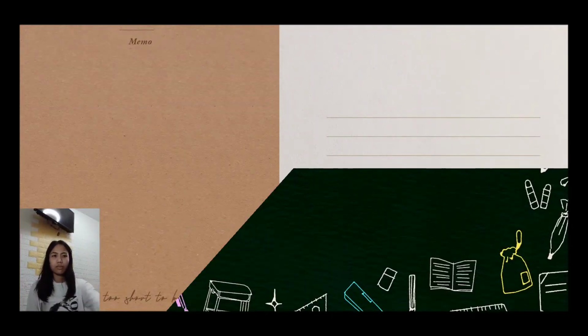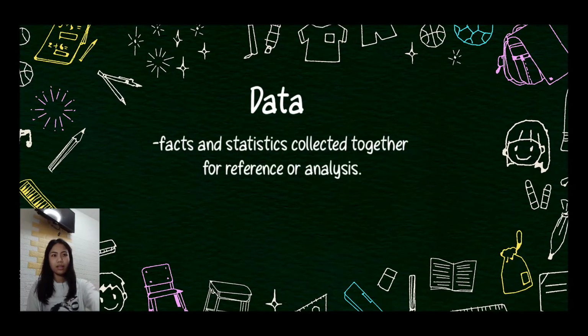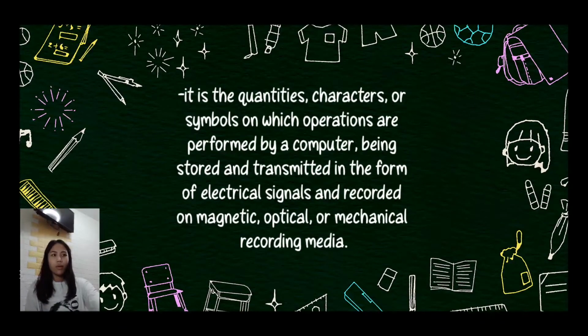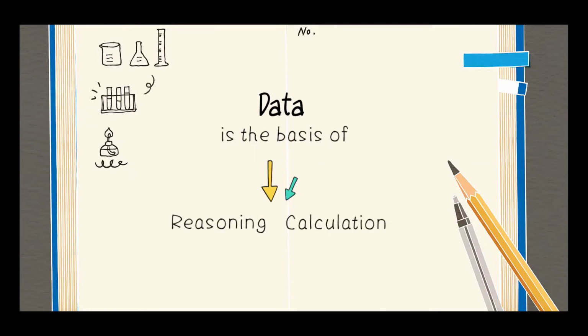The next term is data. Data is facts and statistics collected together for reference or analysis. It explains that it's the quantities, characters, or symbols on which operations are performed by a computer, being stored and transmitted in the form of electrical signals and recorded in magnetic, optical, or mechanical recording media. According to philosophy, data are things known or assumed as facts, making the basis of reasoning or calculation.